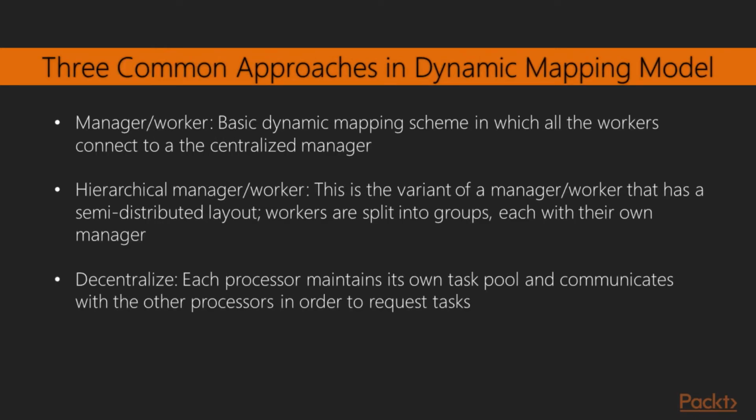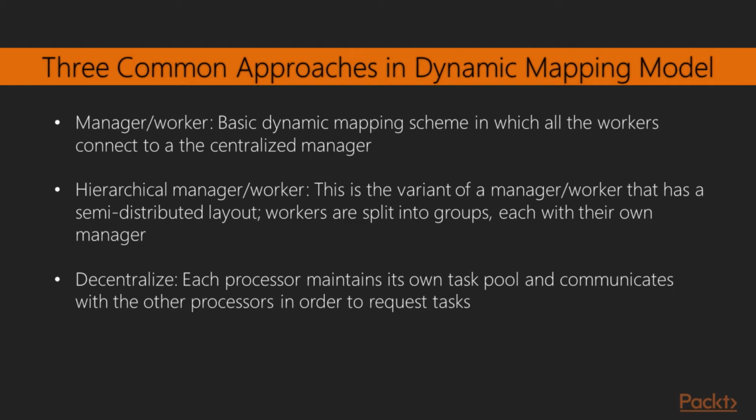The first one is manager-worker. This is the basic dynamic mapping scheme in which all the workers connect to a centralized manager. The manager repeatedly sends tasks to the workers and collects the results. This strategy is probably the best for a relatively small number of processors. The basic strategy can be improved by fetching tasks in advance so that the communication and computation overlap each other.